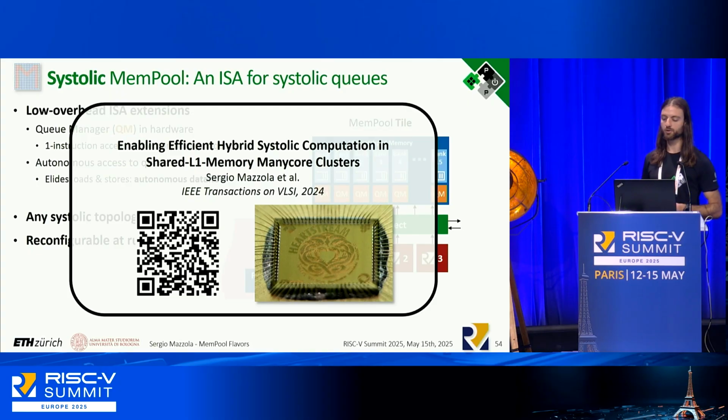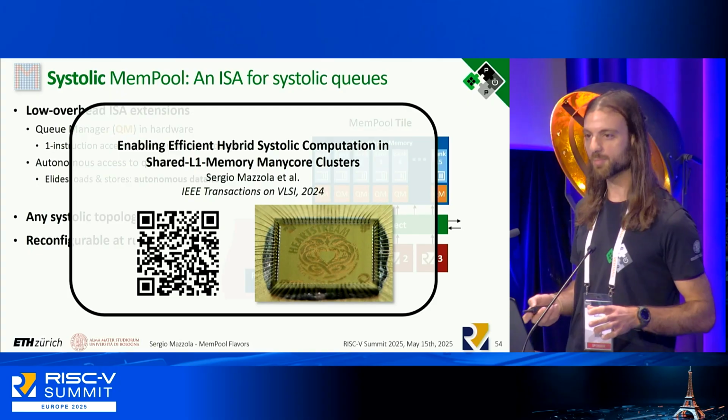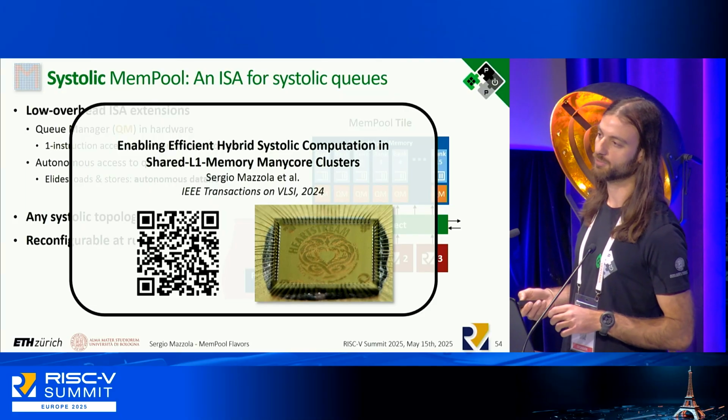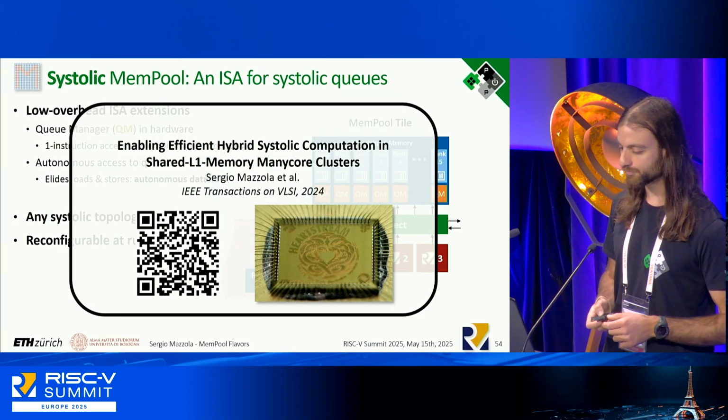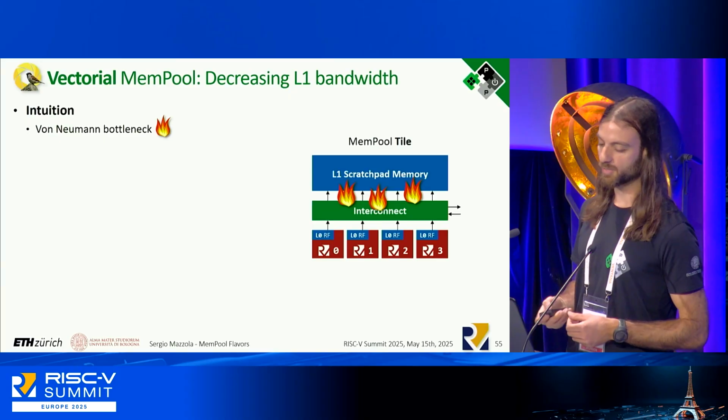You will find many more details about this in our journal paper on Transactions on VLSI. And by the way, this is the architecture that ended up in our Hardstream chip. So let's take a look at Vectorial MemPool now.